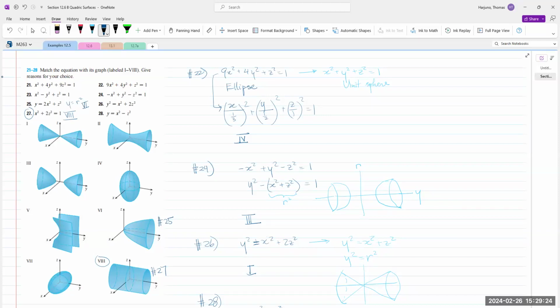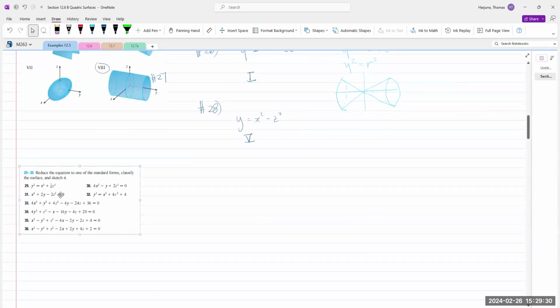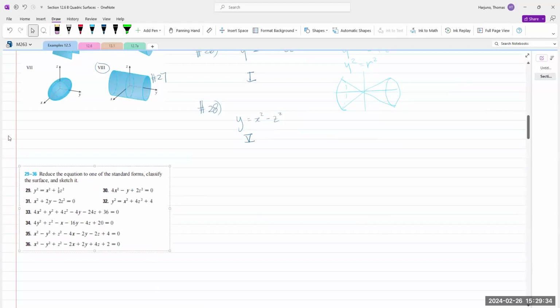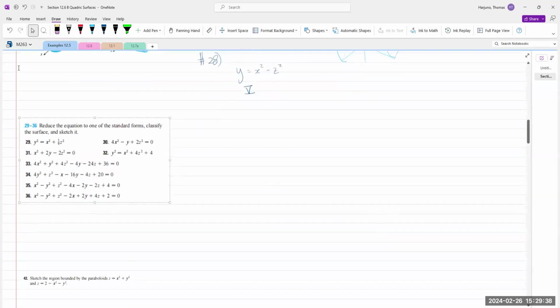Okay, and I think that's good enough, right? Yeah, you can see the rest. Now reduce the equation to one standard form, classify the surface, and sketch it whenever possible. Of course, I don't think I will do that in full.